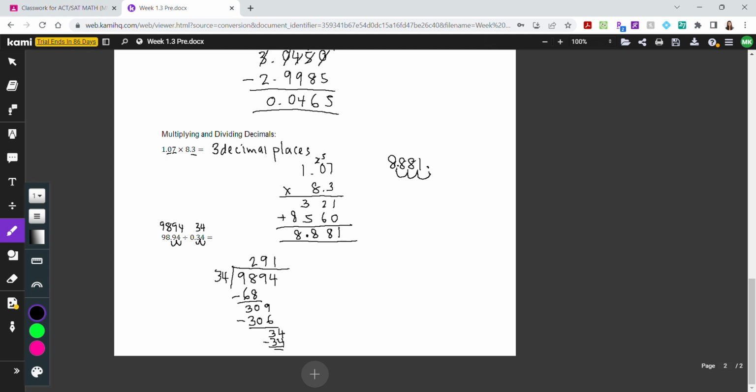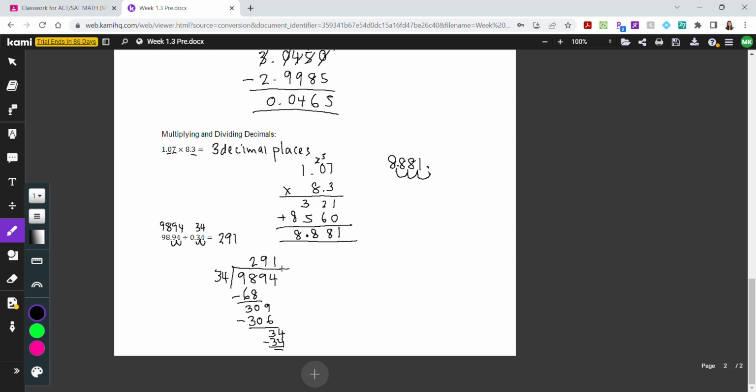right? So that means we won't have any decimals in this answer just because we do not have any remainders after this, right? And so that means 98.4 divided by 0.34 is 291.